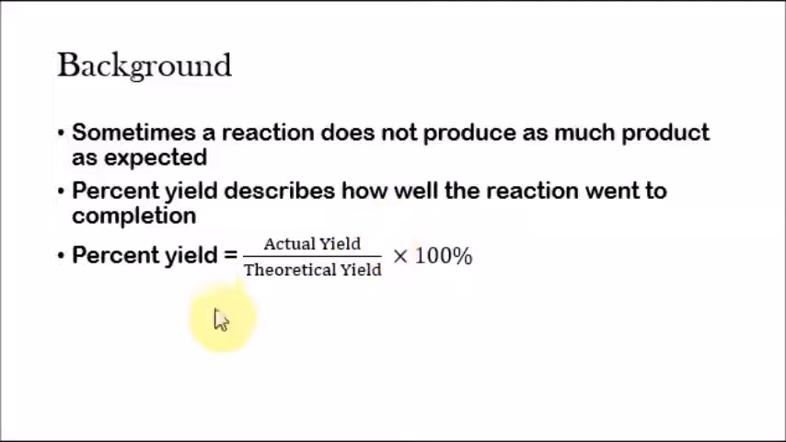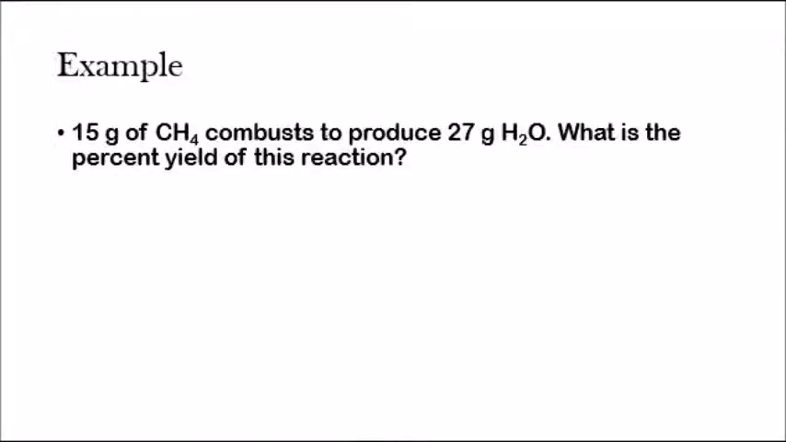This is the formula for percent yield, and we're going to be using it to solve a lot of questions I have here, so you can learn how to calculate the percent yield of a reaction. Let's look at this first example. 15 grams of CH4 combust to produce 27 grams of H2O. What is the percent yield of the reaction?